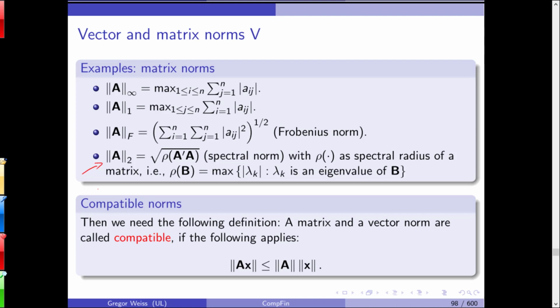Let me just shortly recap this. The spectral norm is the square root of the spectral radius of A transpose times A. What is a spectral radius? The spectral radius is the maximal absolute eigenvalue of a matrix.